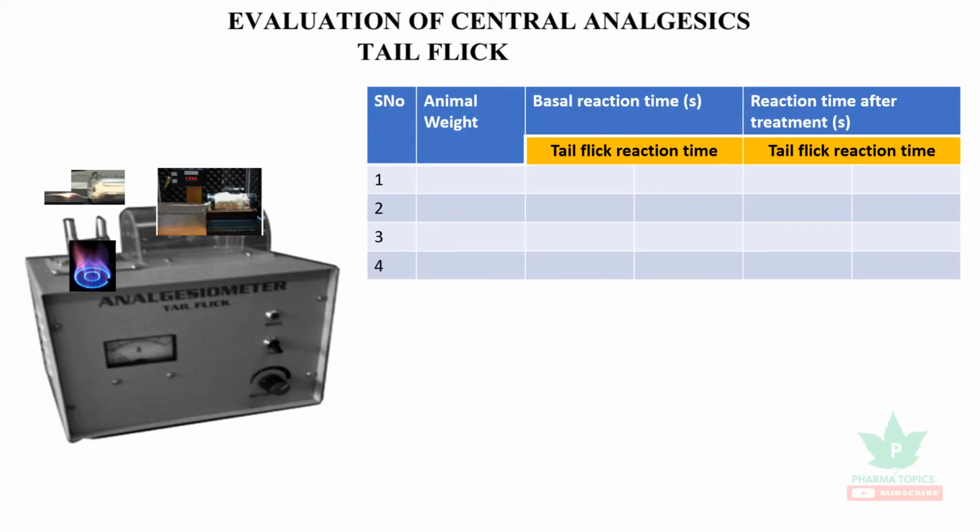So the tail flick reaction time at the basal reaction time and the reaction time after treatment, whether it may be control or the drug treated, will be noted. The increase in the reaction time determines its analgesic activity. For other methods, you may use hot water maintained at 55 degrees centigrade, or very cold water with ethylene glycol can also be used to evaluate this central analgesic activity.